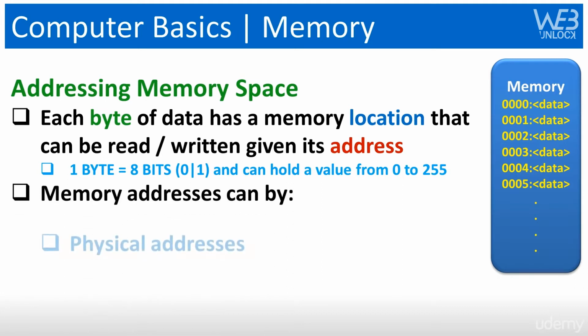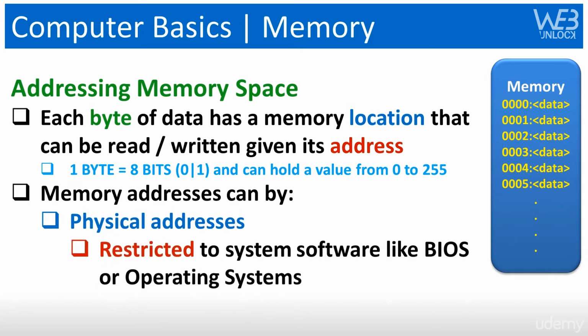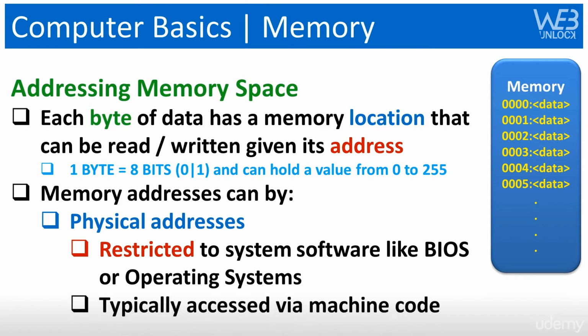Memory addresses are of two types. They can be physical addresses, and the physical address, the direct address of the memory location, is restricted to system software like the BIOS and operating system. Typically, it's only accessed via machine code through the operating system code itself.